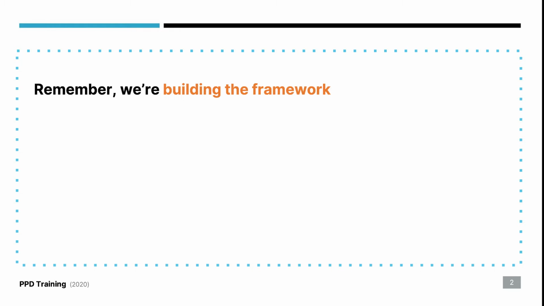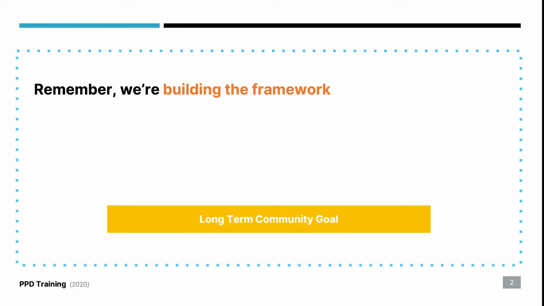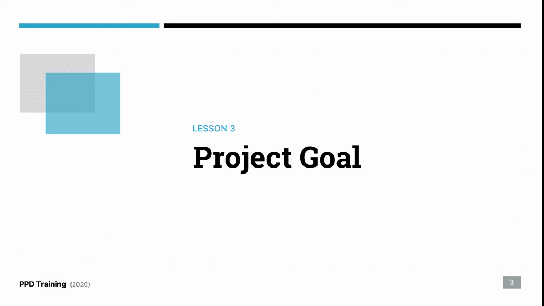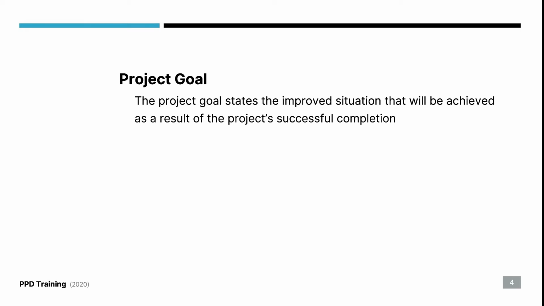Once we've established our long-term community goal, as well as our current community condition or our problem statement, we can go ahead and start developing our project goal. And the project goal states the improved situation that will be achieved as a result of the project's successful completion. So once your project has been completed, what is the improved state in your community? And we want our project goal to be brief, to the point. 1 to 2 sentences is always good enough for a project goal.